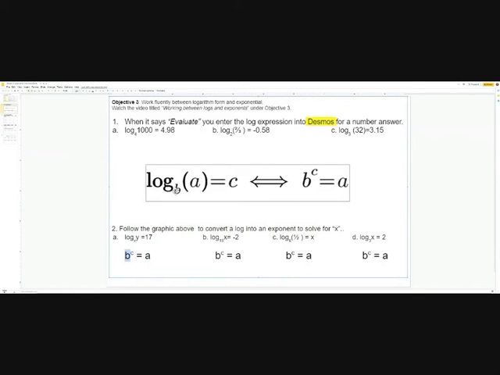And the letter B on the log is whatever is down low. Well, for this problem, the letter X is down low. That's in the B spot. That becomes our big B. So I'm going to change B to X.